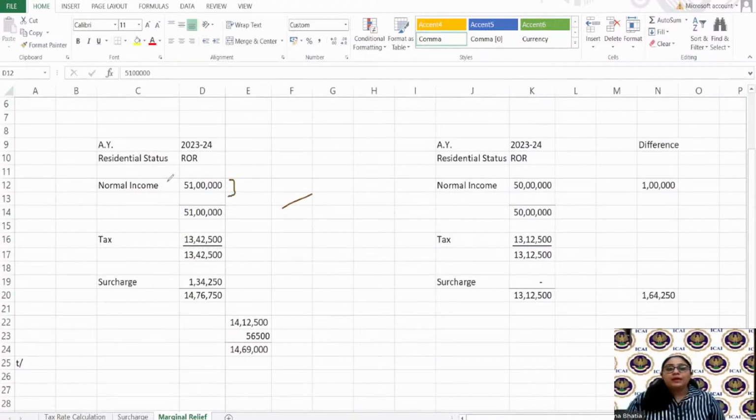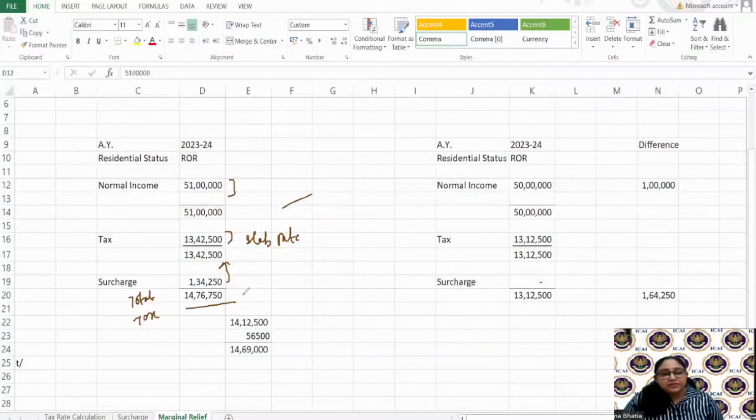Now what problem happened? This person who had an income of 51 lakh, उन्होंने बैठ के टैक्स निकाला. कैसे? 51 लाख पे स्लैब रेट्स के हिसाब से this tax will come 13,42,500. और उस पे सरचार्ज लगाया because the income is more than 50 lakh, so surcharge would be at the rate of 10%. So 1,34,250 surcharge हो गया. So total tax came to 14,76,750.